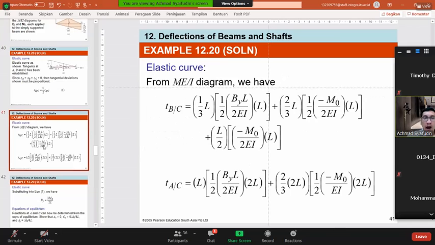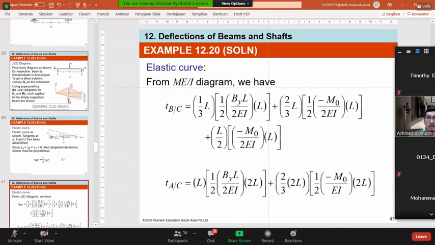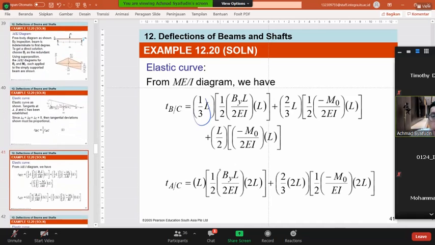Okay? Then you can calculate using the moment area method. How to use that one? This is not the angle, but this is the deflection. So we have to multiply between the center of gravity and the moment area.